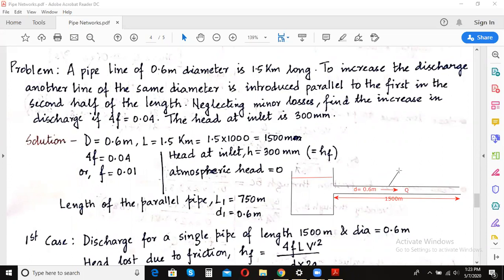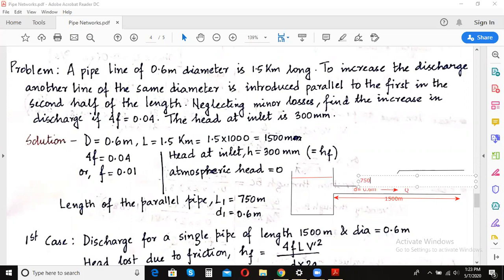From here you have another pipe which is parallelly connected, somewhat like this. So the distance from which the parallel pipe originates is how much? Half the length, that is, it is 750 meters. Okay, let me write it down.